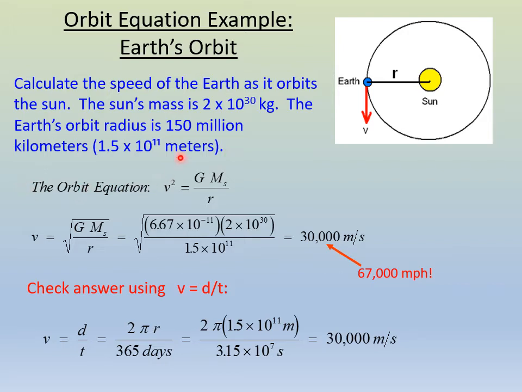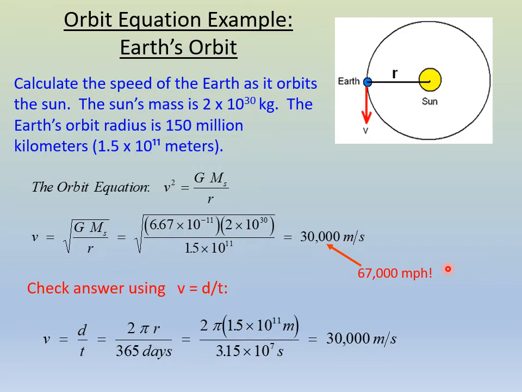So here's the orbit equation stated right here, and we're going to solve this for v. We can take the square root of both sides and just plug in our numbers. Here's the value of big G, here's the mass of the sun, and here's the radius of the Earth's orbit. When you do all this on your calculator, you come up with an answer of about 30,000 meters per second. If you do the conversion, by the way, that's 67,000 miles per hour. So that's how fast our Earth is traveling around the sun.